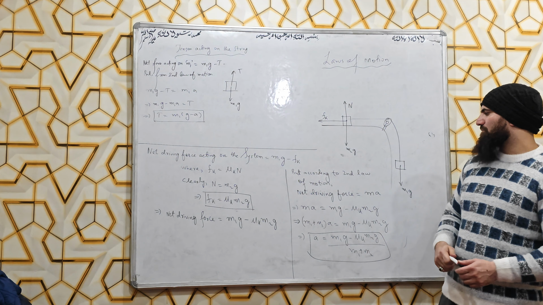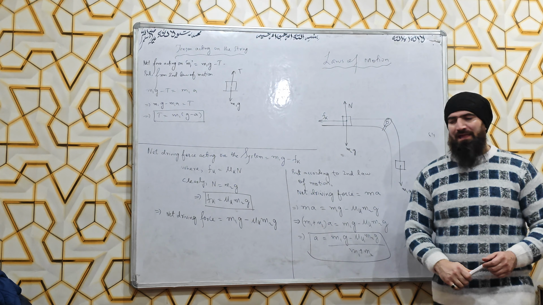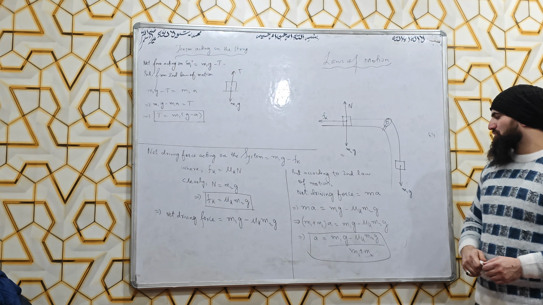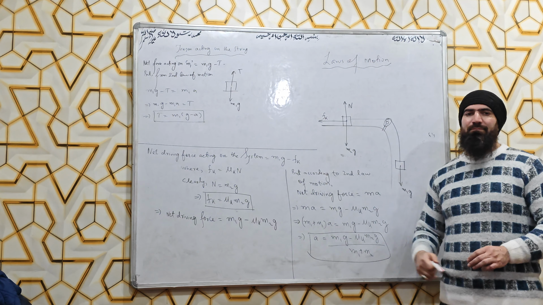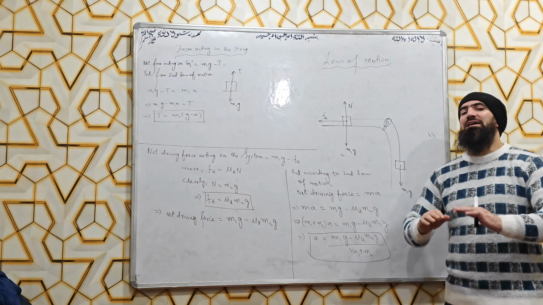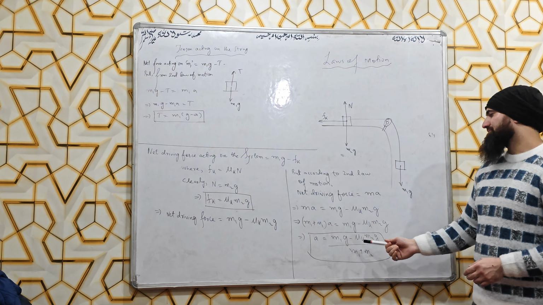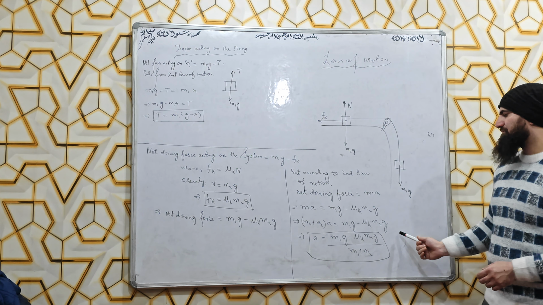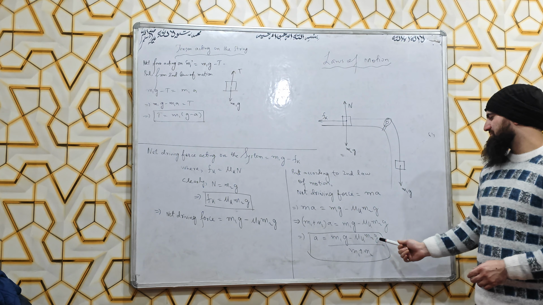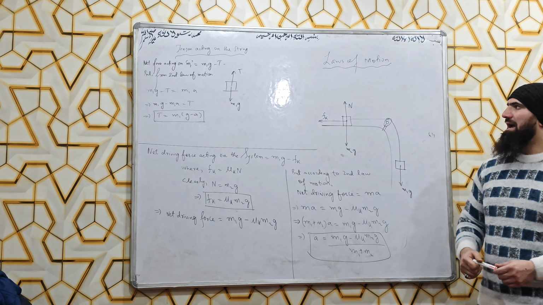According to the second law of motion, net driving force is equal to ma. So ma is equal to m1g minus mu k m2g. Here m is the net mass of the system. So (m1 plus m2) times a is equal to m1g minus mu k m2g. So a is equal to (m1g minus mu k m2g) divided by (m1 plus m2).